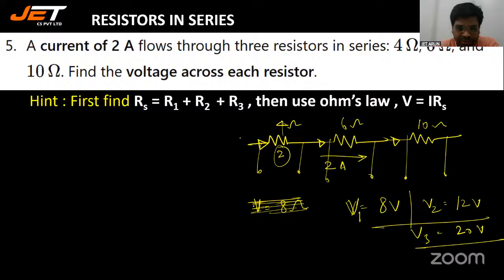It is 4 ohms times 2 amperes current. Potential drop across the first resistor. Potential drop across the second resistor would be 6 into 2. Potential drop across the third resistor would be 10 into 2.